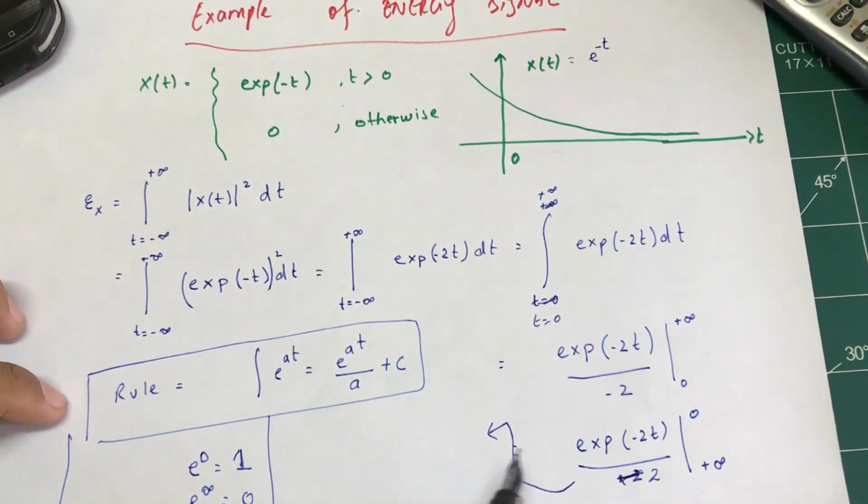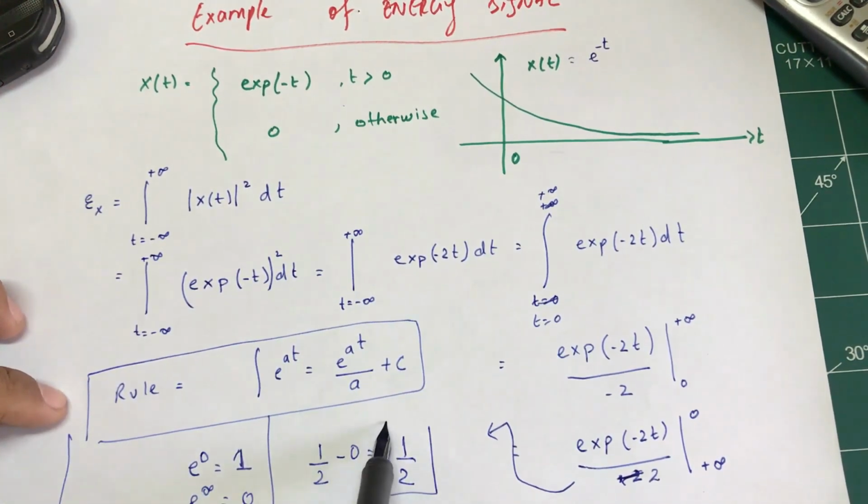So now, e to the 0: in place of t, when I plug in 0, e to the 0 gives me 1. So this is going to be 1/2. And when I apply my limit of positive infinity, this whole thing would be 0. So 1/2 minus 0 would give me 1/2.